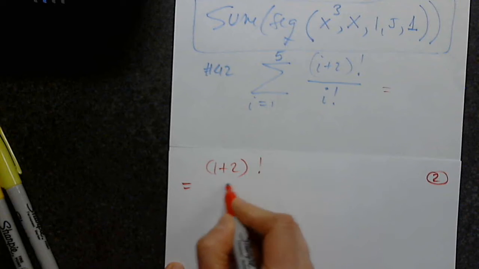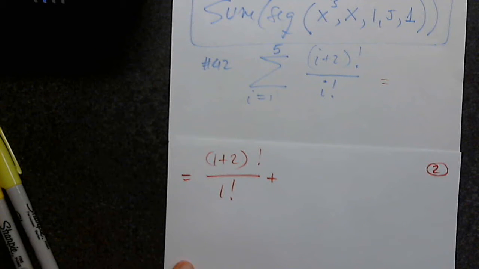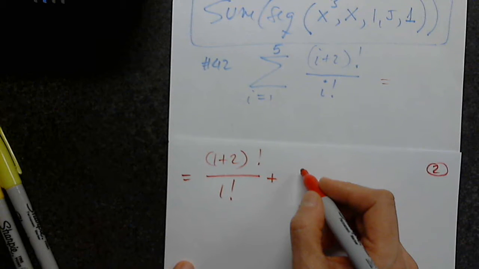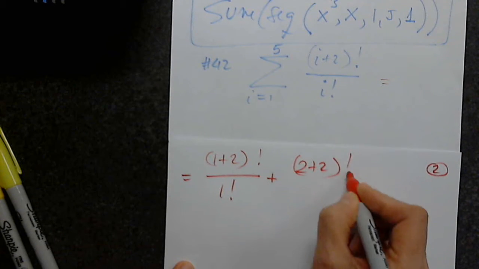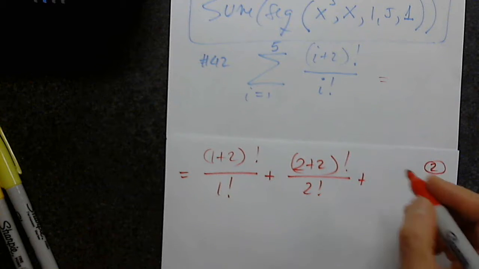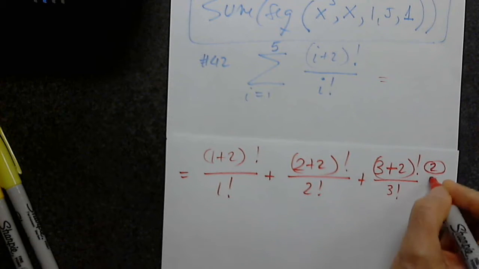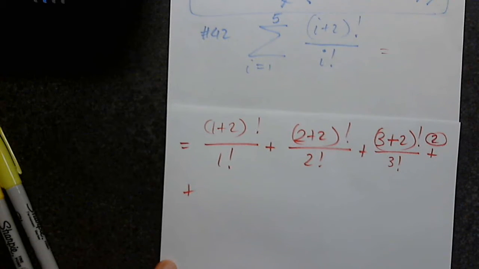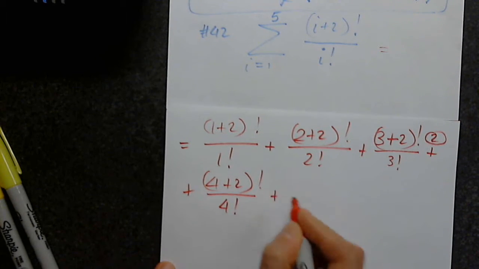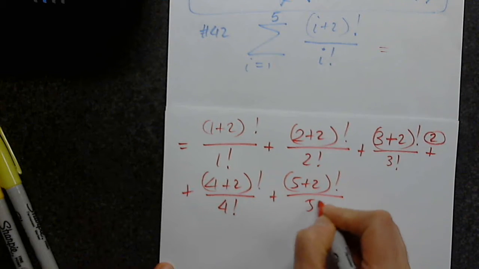One plus 1 plus 2 2 factorial over 1 factorial, plus 2 plus 2 factorial over 2 factorial, plus 3. Very good. Plus 2 factorial over 3 factorial, plus 4, plus 2 factorial over 4 factorial. And finally, the last one, 5 plus 2 factorial over 5 factorial.